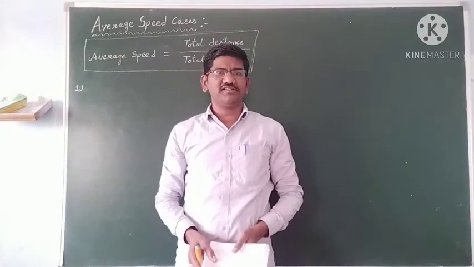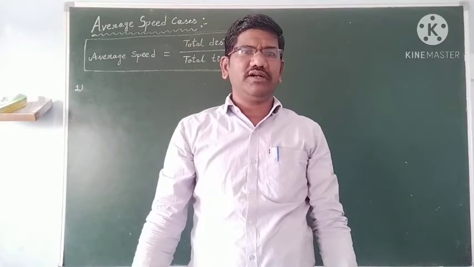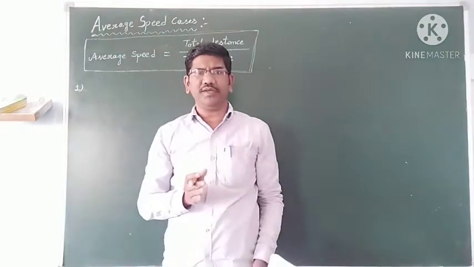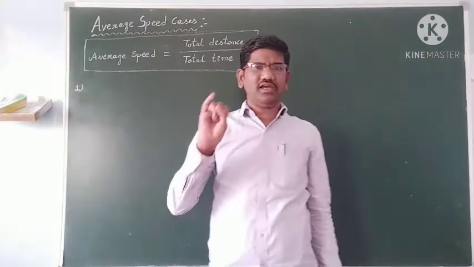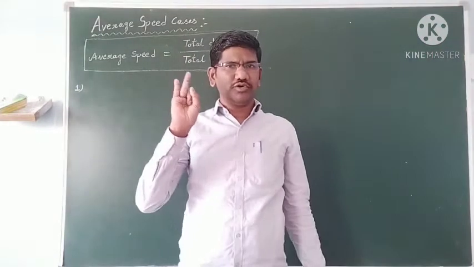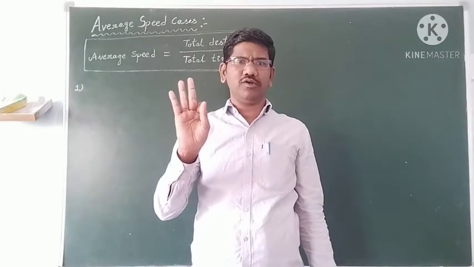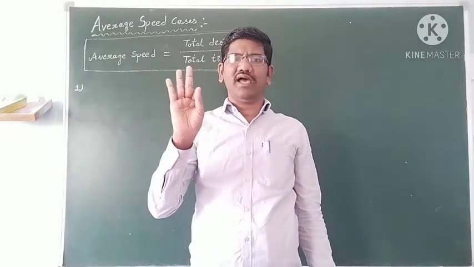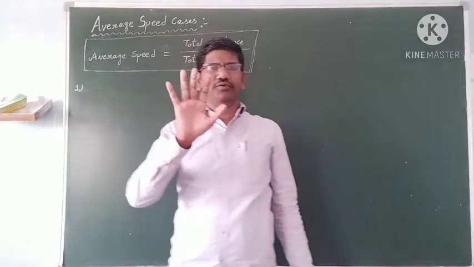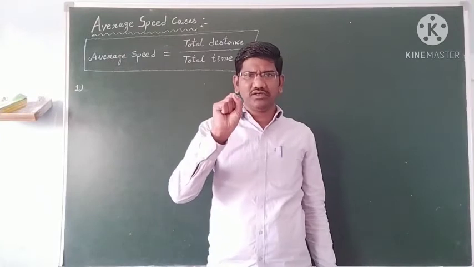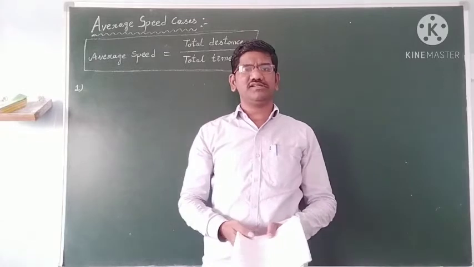Good morning, students. In the last class we have seen different types of speeds. There are five kinds of speeds: uniform speed, non-uniform speed or variable speed, average speed, and instantaneous speed. If you learn these five speeds clearly, then five more things will become very easy for us.